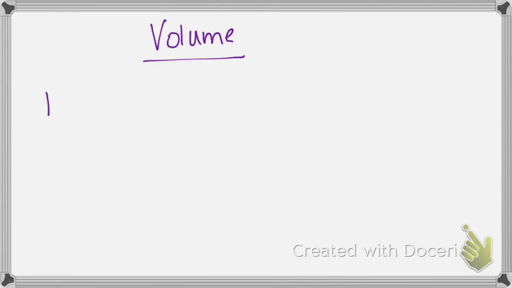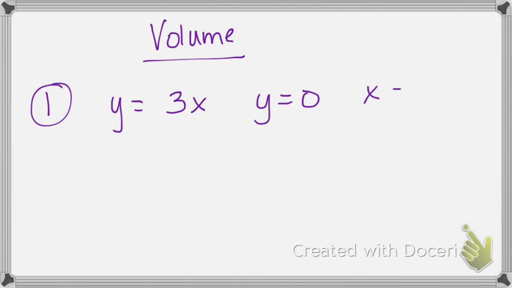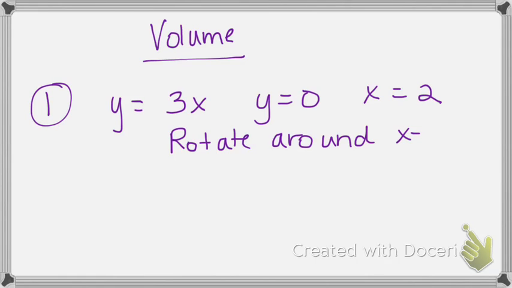So, let's say that we have y equals 3x, y equals 0, and x equals 2. And we're going to rotate around the x-axis.